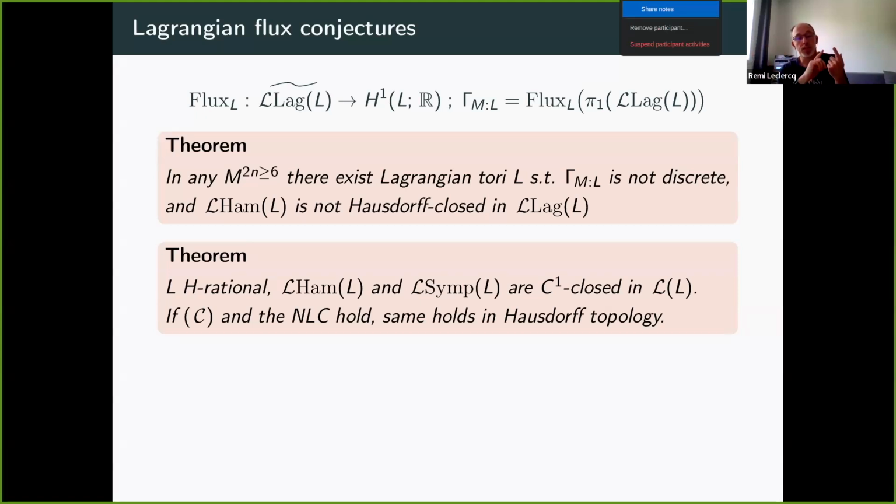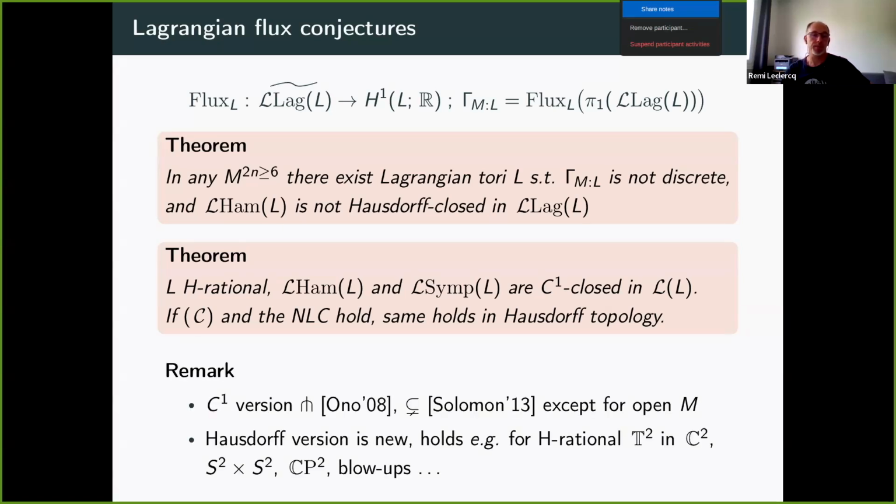And if you happen to know that the nearby Lagrangian conjecture holds in T star L, then the same holds in Hausdorff topology. So here are four positive results. Let me compare with the results that pre-existed. First, it's not comparable with Ono's result. It's completely orthogonal. We don't have the same condition to prove this, so that's nice.